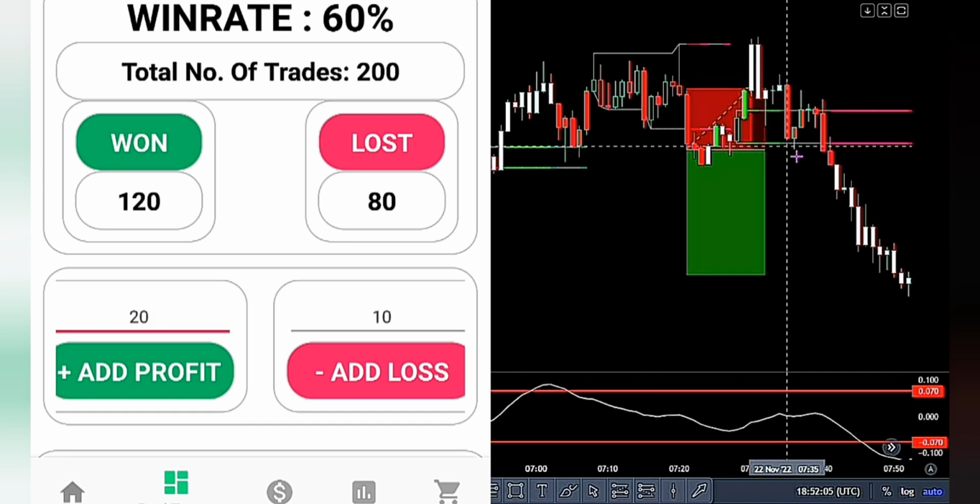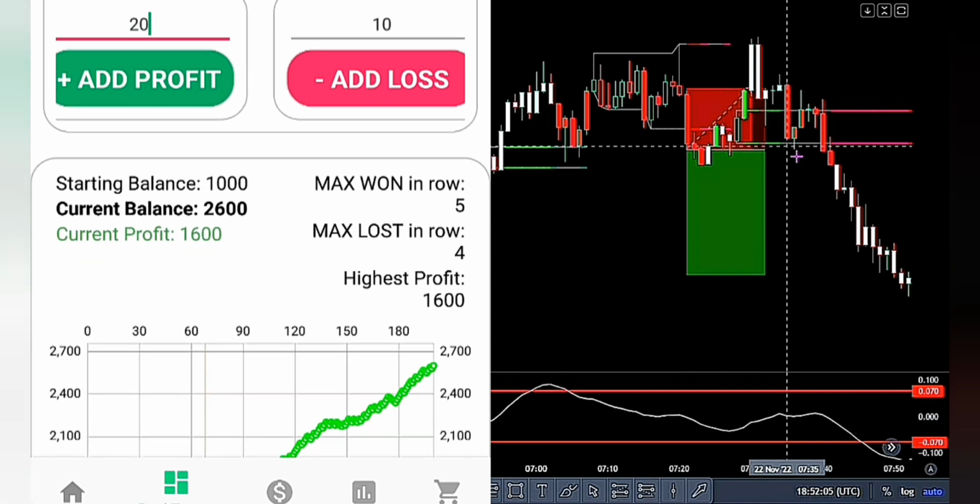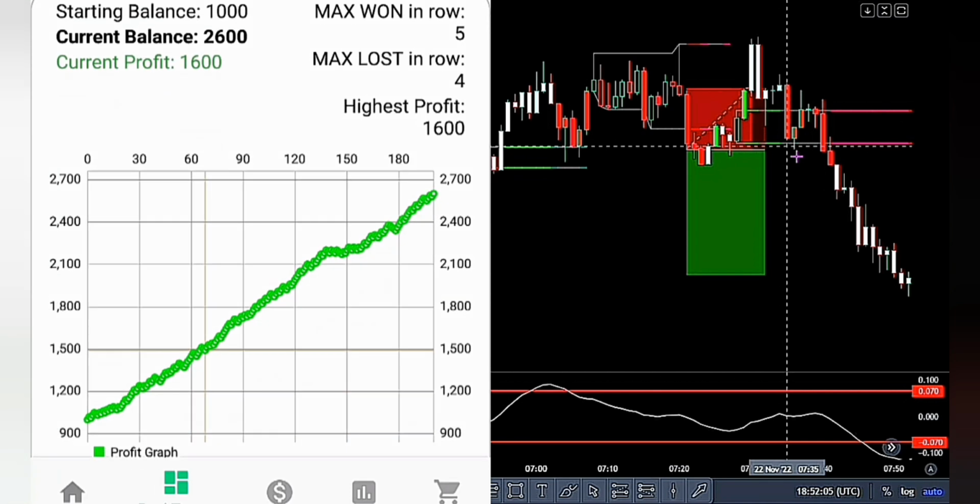Okay guys, so we just finished the backtesting for this strategy. And we can see that we have a really amazing win rate for a 1:2 risk to reward ratio. We had a win rate of 60% in 200 backtested trades, having won 120 and lost just 80, which made us 160% return on investment. And I found those trade setups within 2 weeks.